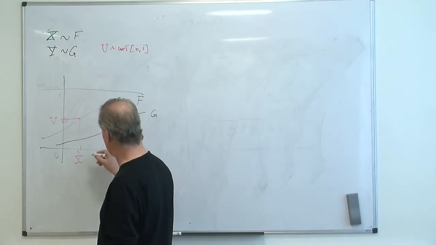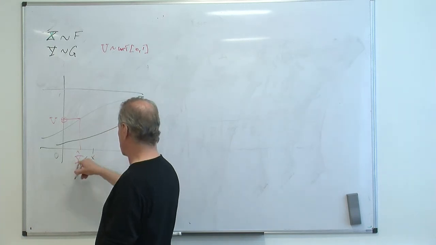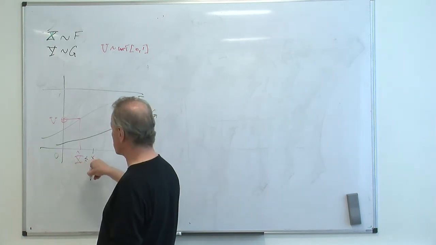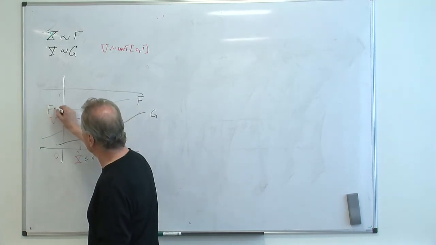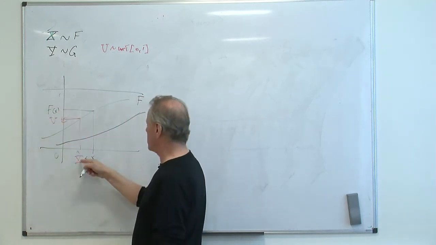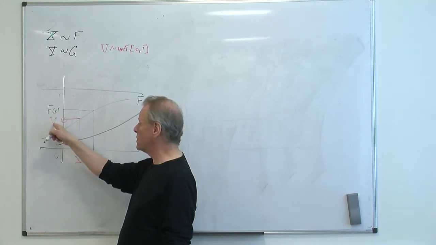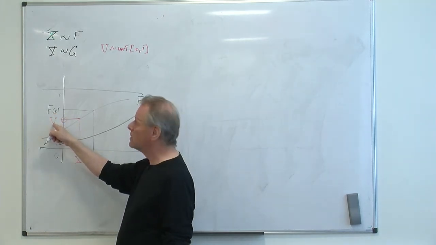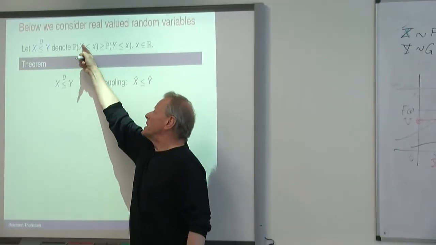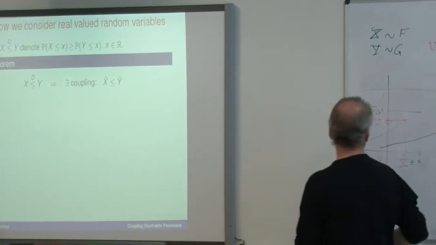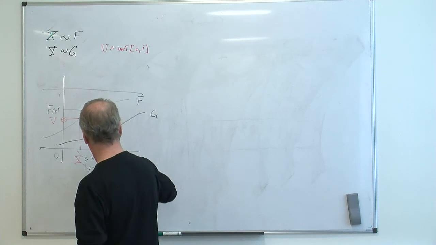And why is that? It's because if you take x here, so that this is less than or equal to x, then you would end up here. So this holds if and only if u is less than or equal to f(x), and u is uniform, so the probability of that is f(x). So the probability of this event when there is a hat on x is f(x). So this guy has distribution function f.